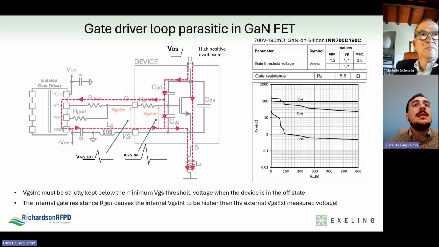However, high dv/dt leads to high capacitive currents flowing through the gate drive loop, as shown by the red dotted trace on this slide. This creates a spike on the gate source voltage, which may cause forced turn-on during the off time of the device.